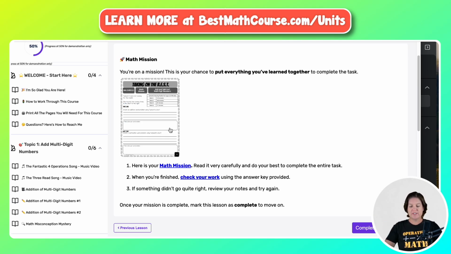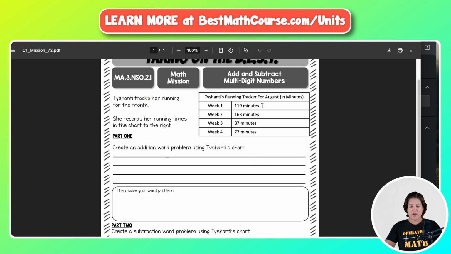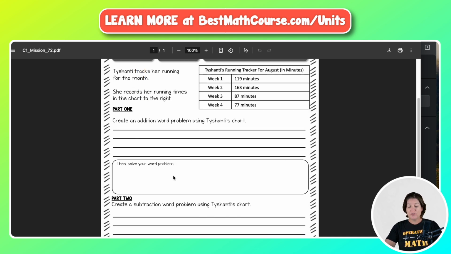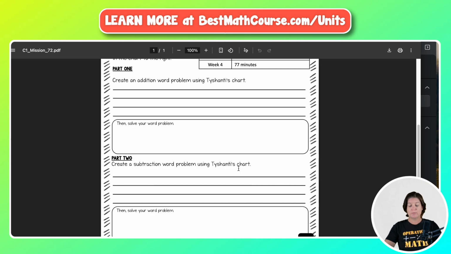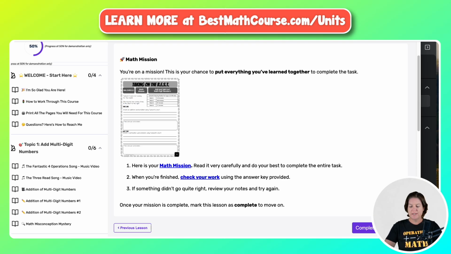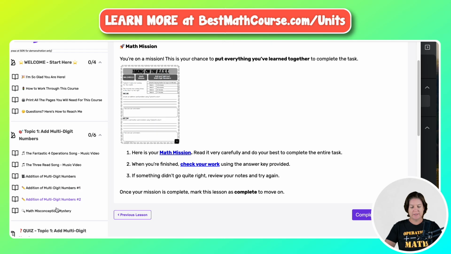So this is where you would print this math mission and you're putting everything that you've learned together to complete this task. Let's see, we've got a chart and we're creating an addition word problem, then solving it, and then creating a subtraction word problem using the chart and solving it. So it's taking their learning up a notch. They can check their work here and click complete and proceed.